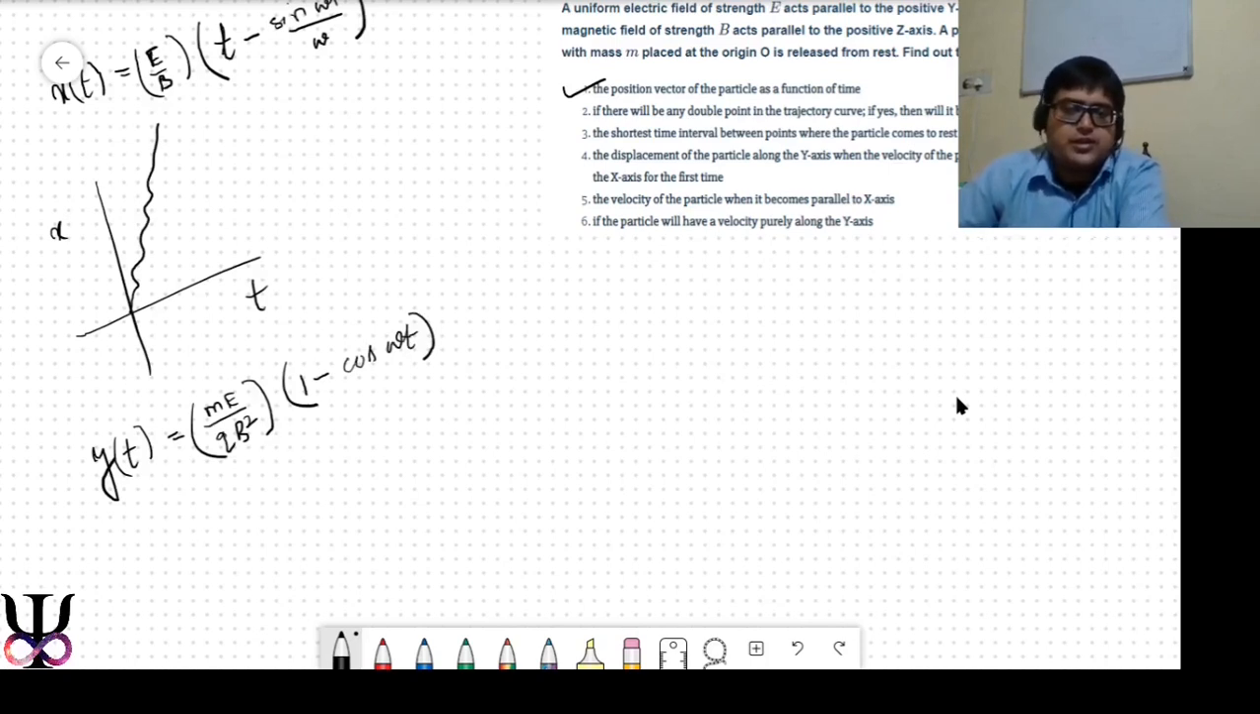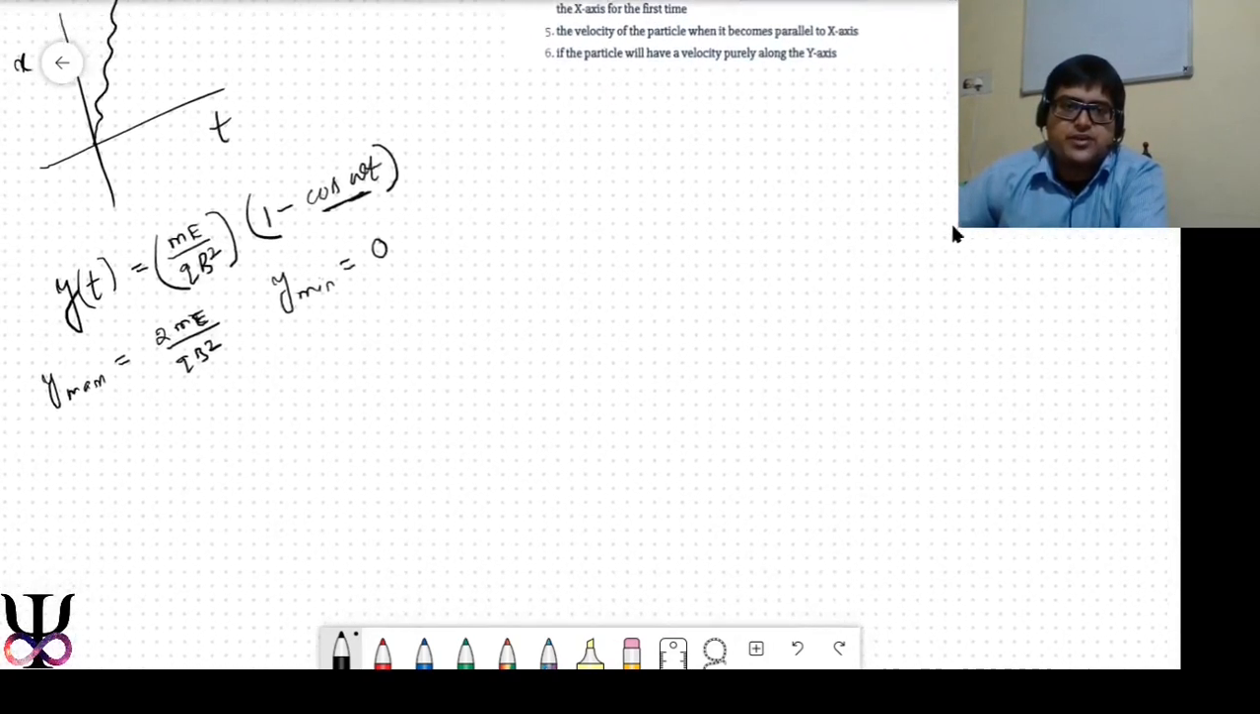And as you can see, since cos omega t is a periodic function, 1 minus cos omega t is also going to be a periodic function, and the maximum value will be when cos omega t is minimum, which is -1. That means y max is going to be 2mE upon qB squared, and y minimum is going to be when cos omega t is maximum, which is 1, and y min is 1 minus 1, which is 0. Okay, so we understand how it is going to happen.